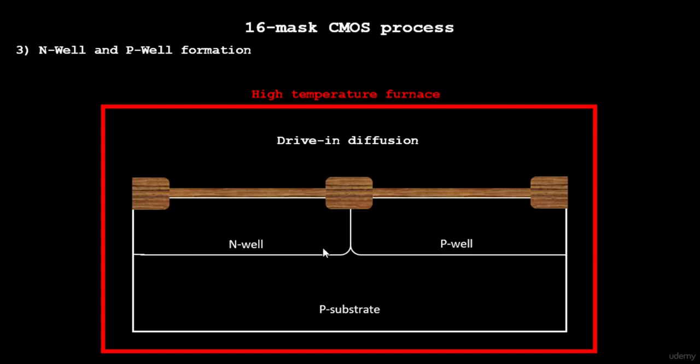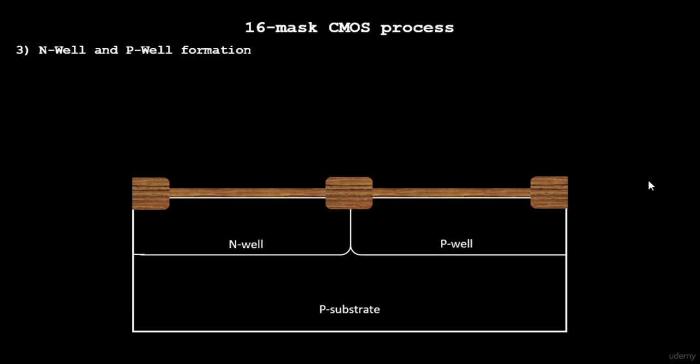So the next step is again to protect one of the areas. As we said, N-well will be used for PMOS fabrication and P-well will be used for NMOS fabrication. Both can't be done at the same time. We need to protect one area while we fabricate the other. So let's see how we do that.